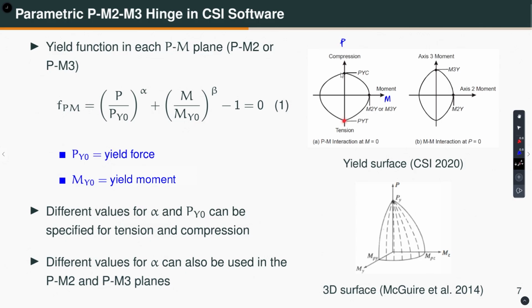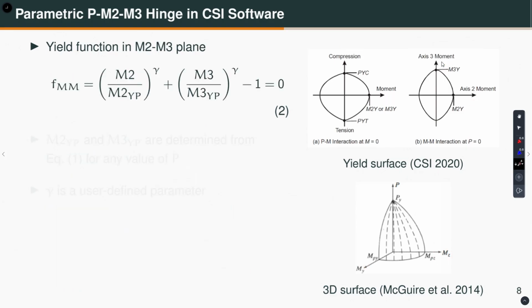Now, for tension and compression, you can give different values of Py. That is Py0, which is shown as Pyc or Pyt for compression and tension respectively. And you can also give different values of alpha for the PM2 and PM3 planes, that means for PMZ or PMY. So, this defines on one plane what the curved line is. And then to get the surface, you need this equation, the interaction, or in other words My Mz interaction, or here it is M2 and M3 interaction.